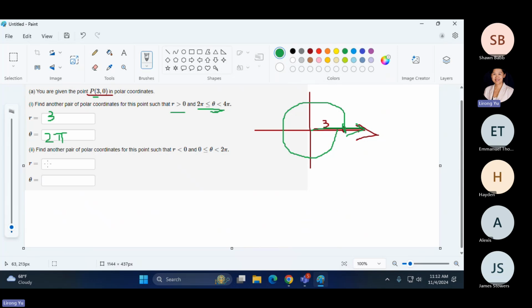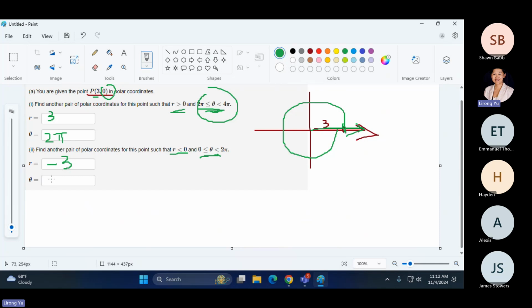I'm trying to explain the pattern. If you want a positive radius, all you have to do is subtract or add 2 pi to your angle. That's what we did: we take the 0 and add 2 pi because we're allowed to make the angle bigger. Now the second question is that we want the radius to be negative. The only possible negative radius is the opposite, so that would be -3. If you change the radius to negative, then the angle has to be the opposite, which is 180 degrees bigger or 180 degrees smaller. In this case, because the angle is required to be between 0 and 2 pi, we have to make it bigger.